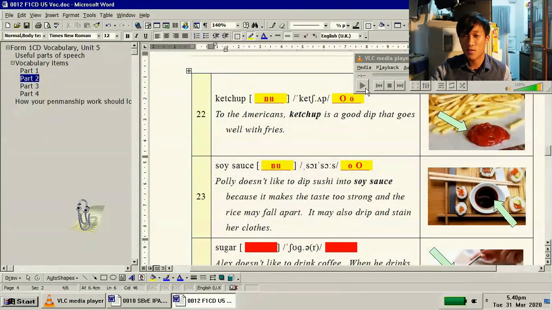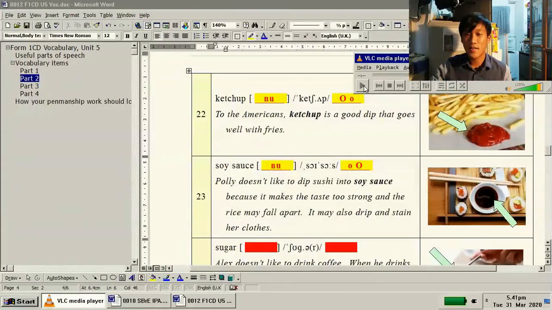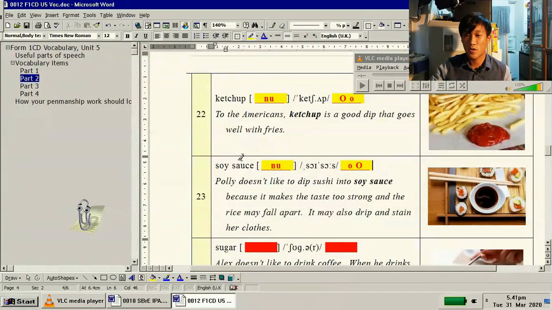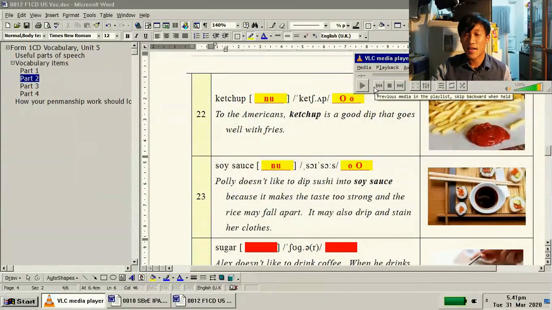Okay, let's practice reading. Soy sauce. Polly doesn't like to dip sushi into soy sauce, because it makes the taste too strong and the rice may fall apart. It may also drip and stain her clothes.